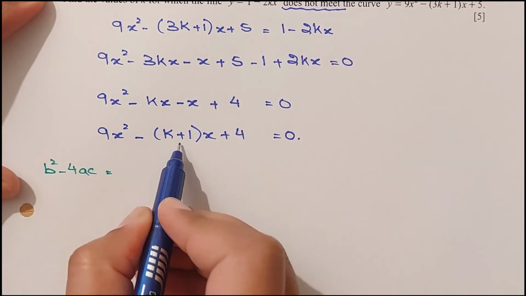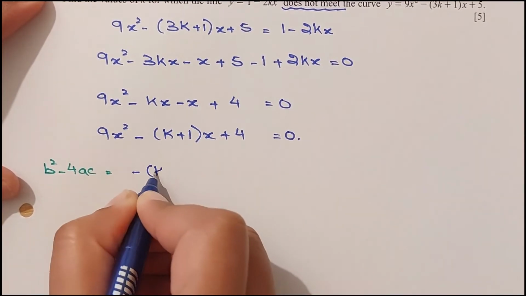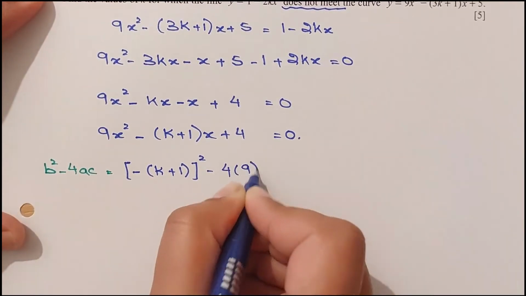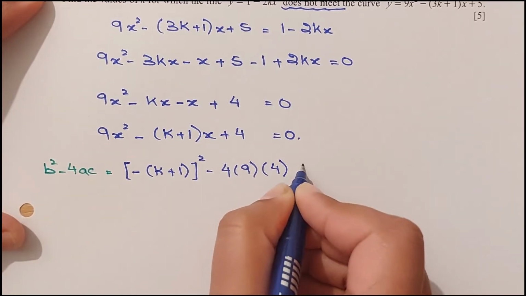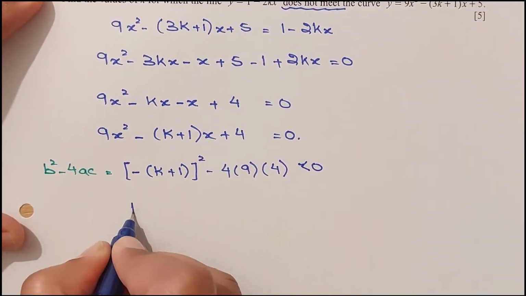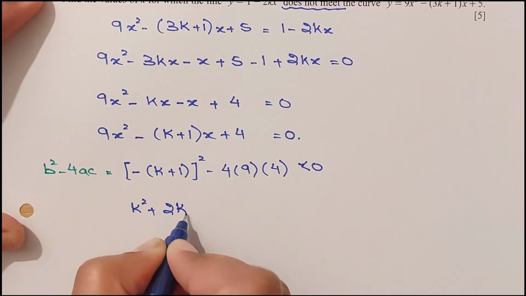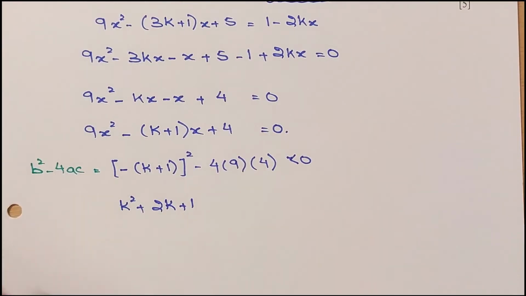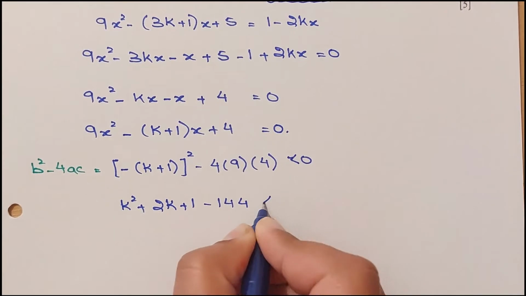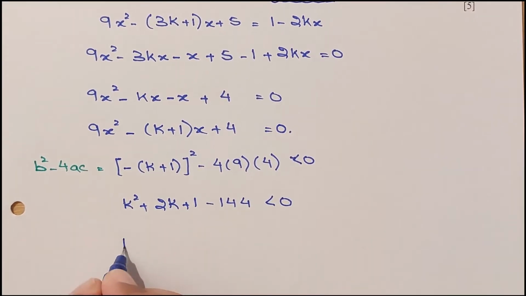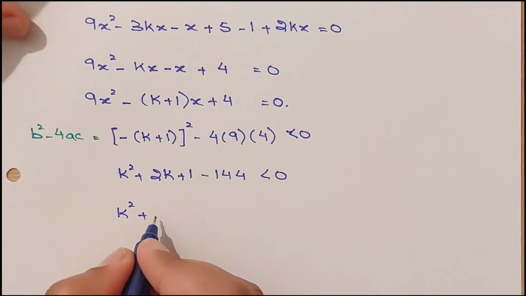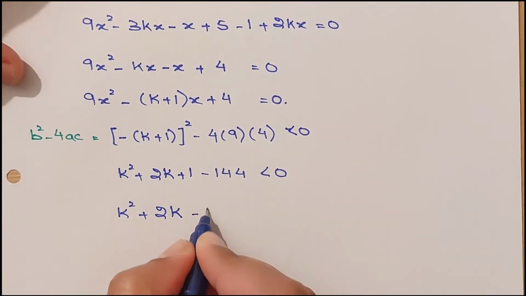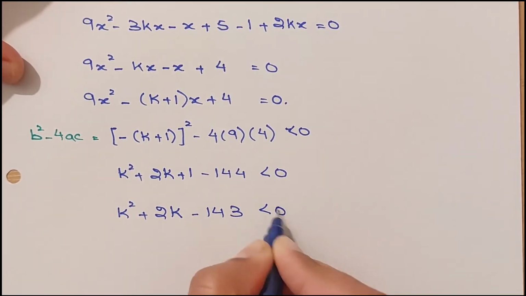So this is a value, this is b, and this is c. So b² is (minus (k plus 1)) squared, minus 4 times the a value times the c value is less than 0. So this is k² plus 2k plus 1, and 4 times 9 times 4 is minus 144, is less than 0. Right. Okay, now k² plus 2k, 1 minus 144 is minus 143. This is less than 0.